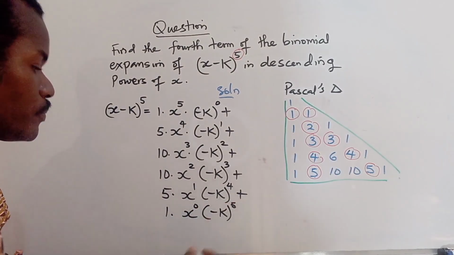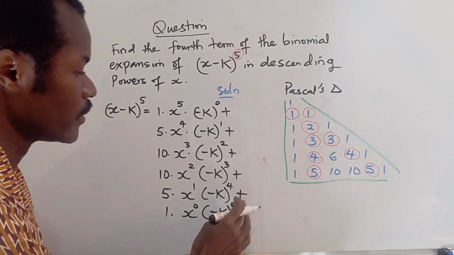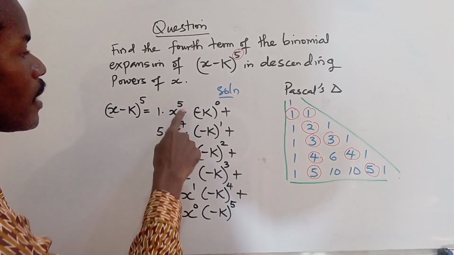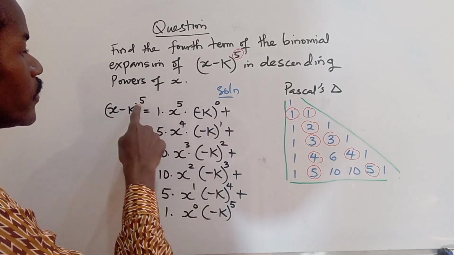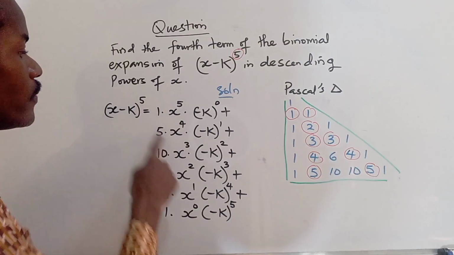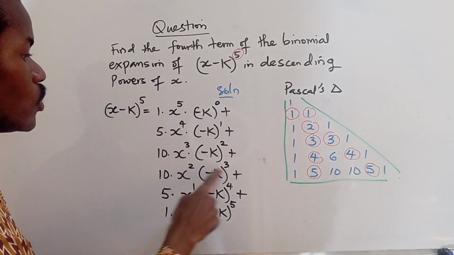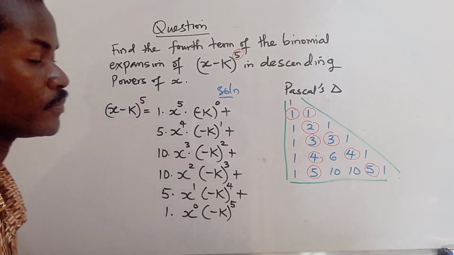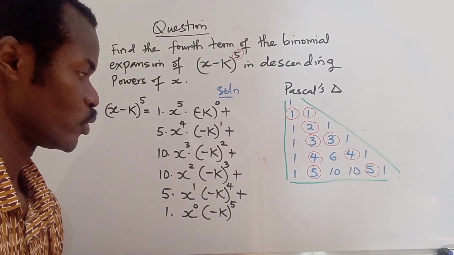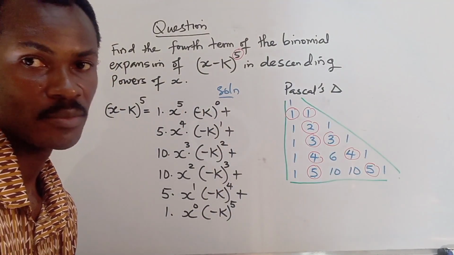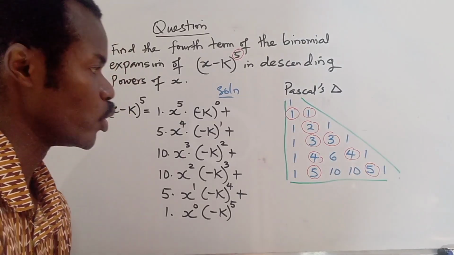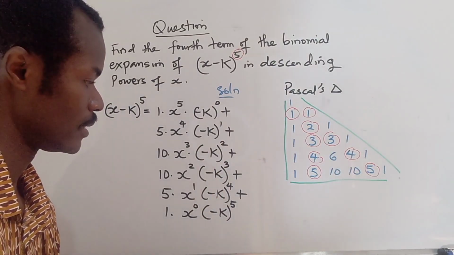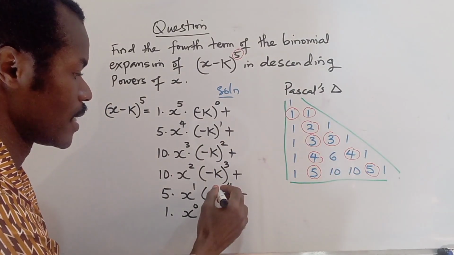Now you can observe from what we have done that whenever you sum the powers, it gives you 5. 5 plus 0 is 5, 4 plus 1 is 5, 3 plus 2 is 5, 2 plus 3 is 5, 1 plus 4 is 5, and 0 plus 5 is 5. That just shows that you are in order in terms of your expansion or your arrangement. Now we are going to simplify all this and see what we get.